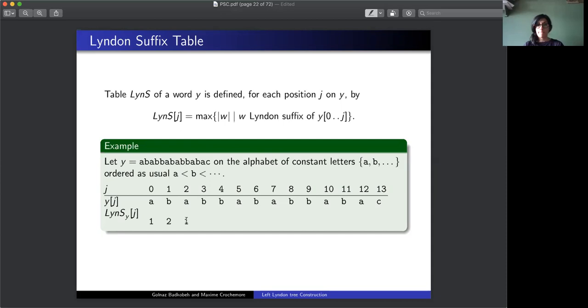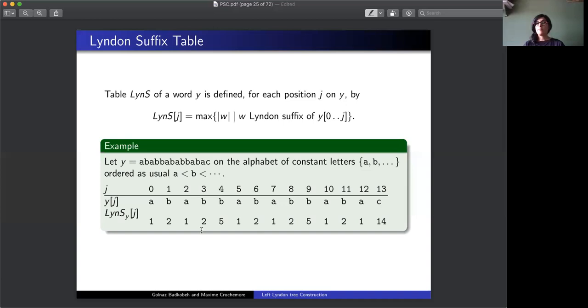Okay, we already saw ABA is not a Lyndon word because it's periodic. And the longest suffix of this prefix that is a Lyndon word cannot be BAB. So it is AB. Okay. The next one, ABB itself is a Lyndon word. So this is the longest suffix of this prefix that is a Lyndon word. And we can compute this letter by letter and build this table.